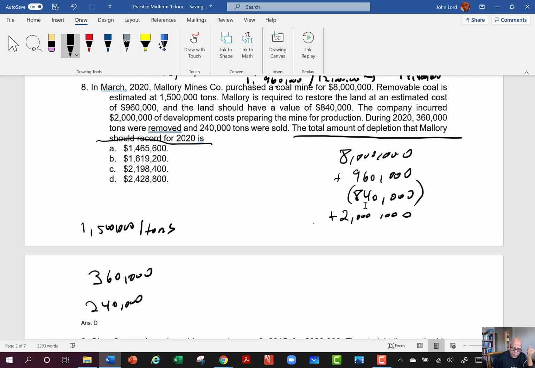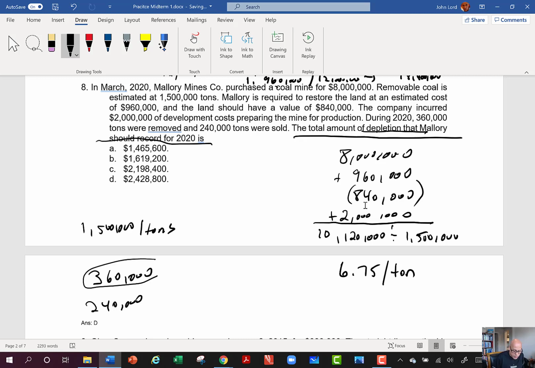Okay. Now, I'm going to take all of these costs, add them up, and subtract that 840. That's a subtract. But after I do that, I get 10,120,000. I divide that by 1,500,000. Okay, when I divide it by 1,500,000, I get $6.75 per ton.